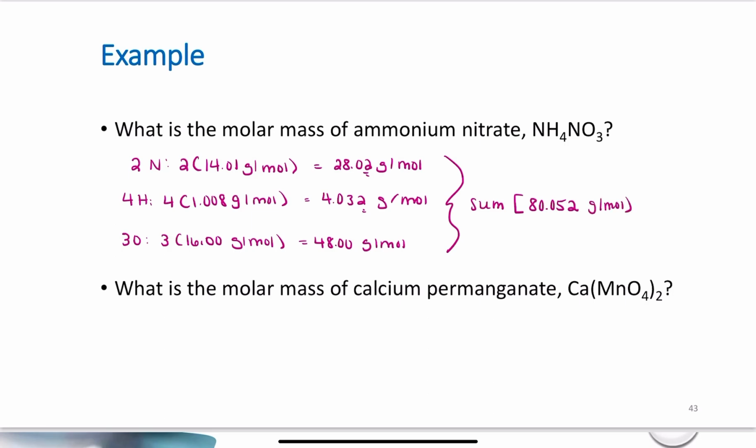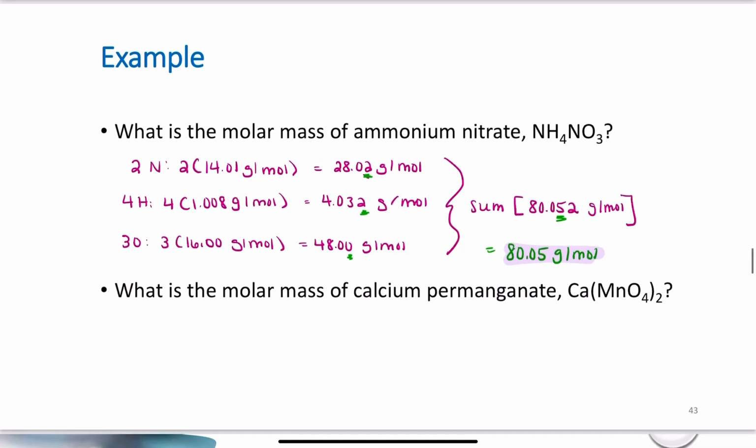But again, I need to look at my sig figs here. This is precise to the hundredths. This is precise to the thousandths. And I forgot to mark up this is precise to the hundredths, meaning my final answer is hundredths. So my final answer here is 80.05 grams per mole. And it's usually sufficient to leave your molar masses to 4 sig figs overall. Now, if you ever have a measurement that's more than 4 sig figs, you should measure your molar mass out to more sig figs as well, to not let your molar mass limit your precision in your measurement. But most often 4 will be sufficient for what we do.